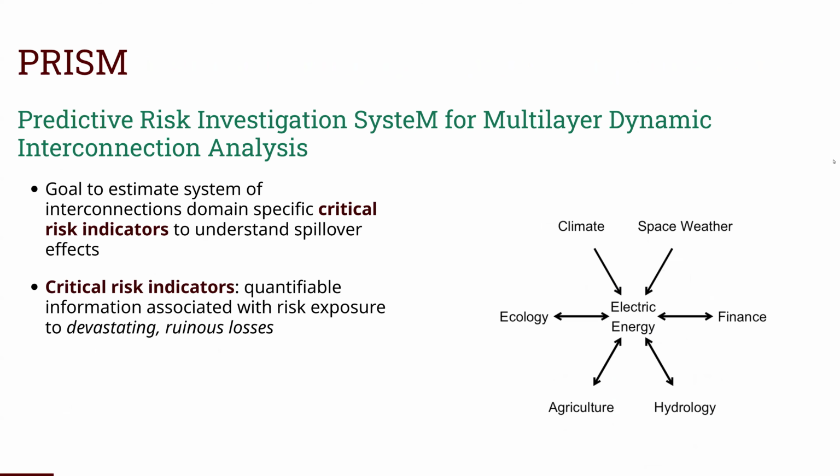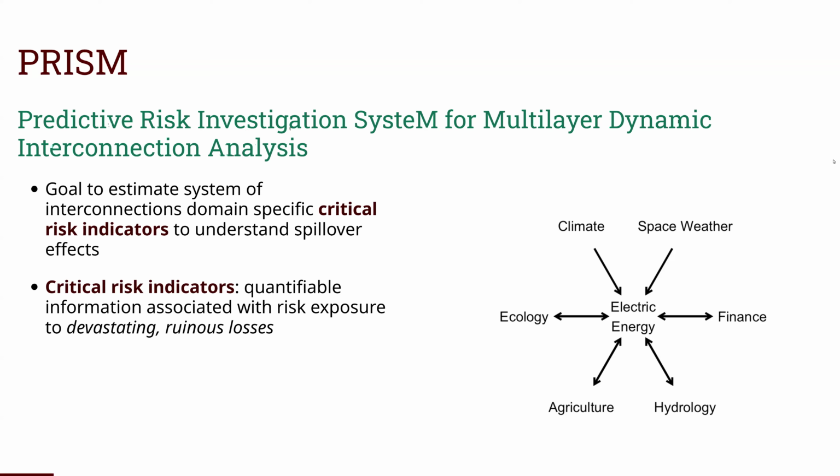Okay. So when I was a postdoc, I was part of this group, Predictive Risk Investigation System for Multi-Layer Dynamic Interconnection Analysis, long word. We had a large team, with co-PIs from 7 or 8 scientific domains, all represented here in this graph. The big picture was, if we could have a measurement of risk in each of these domains, how can we associate them in time? What sorts of leads and lags lead to risk in another domain?